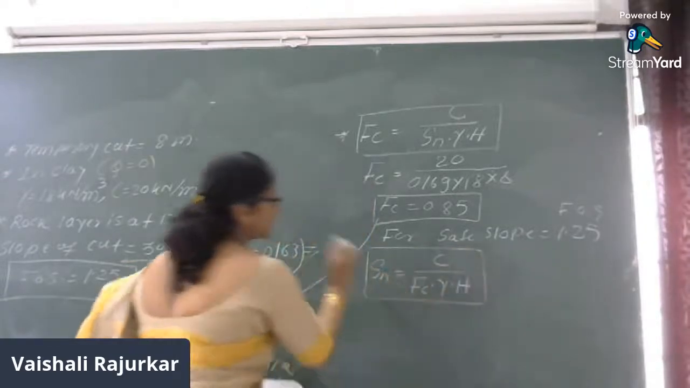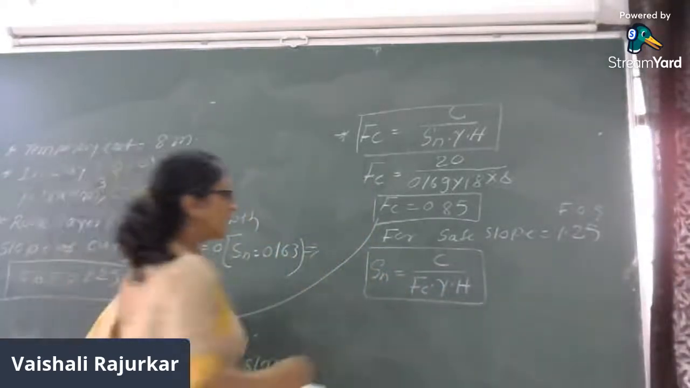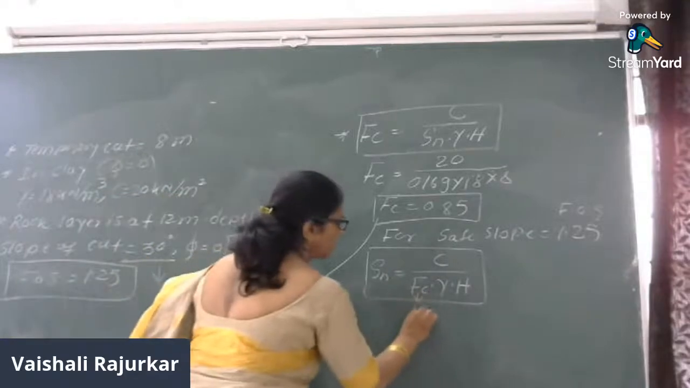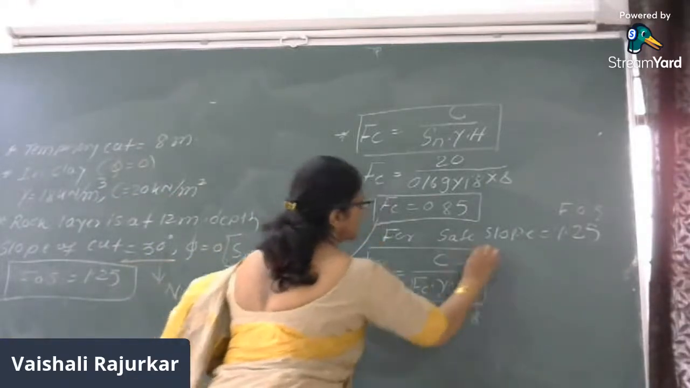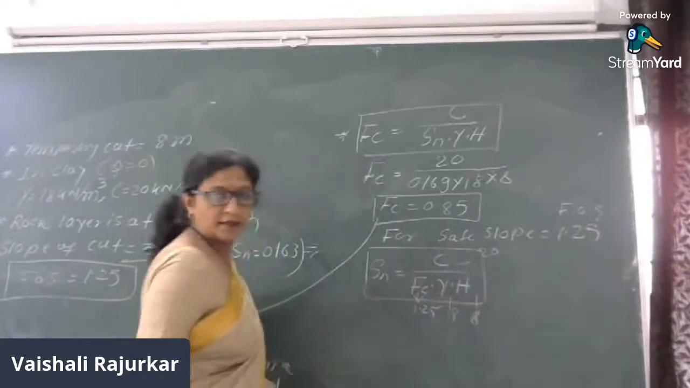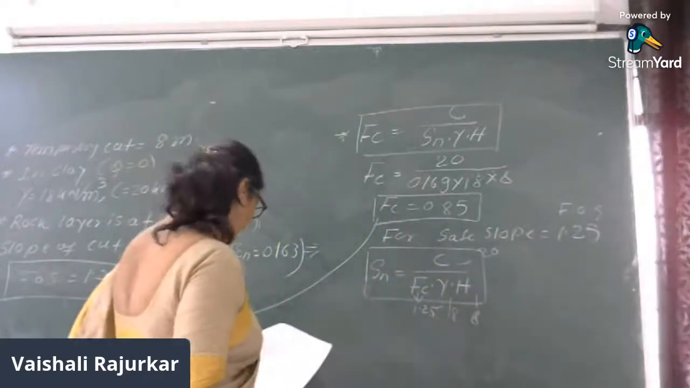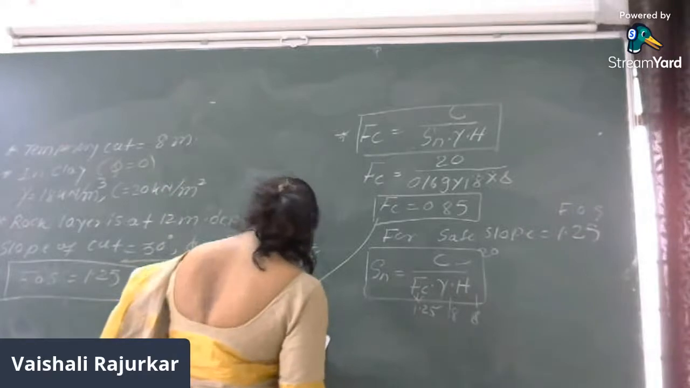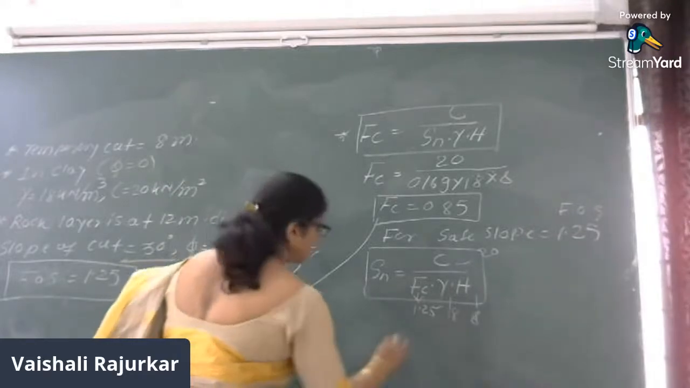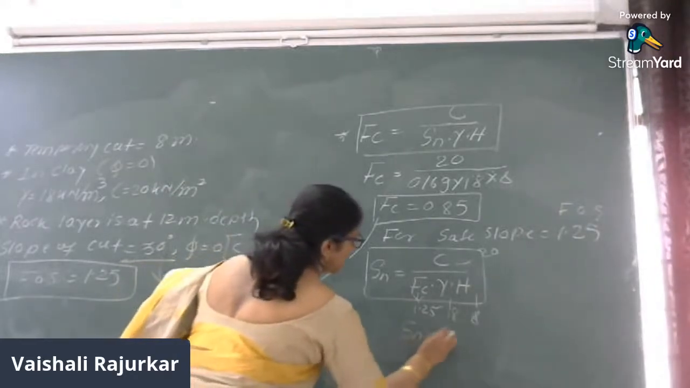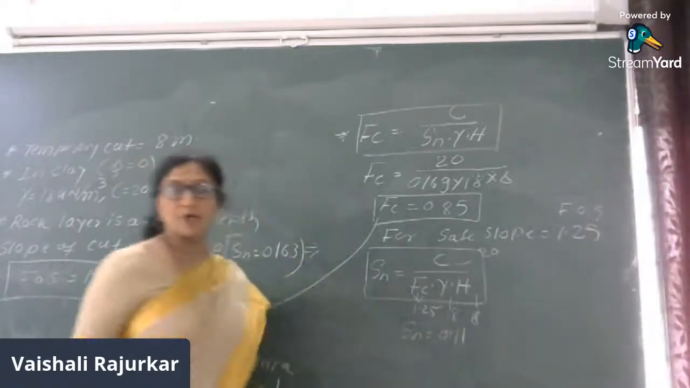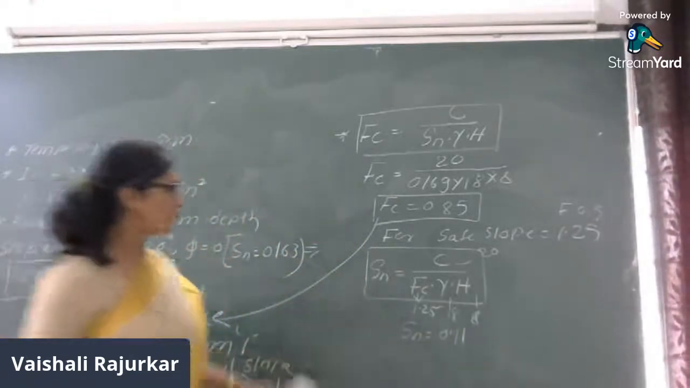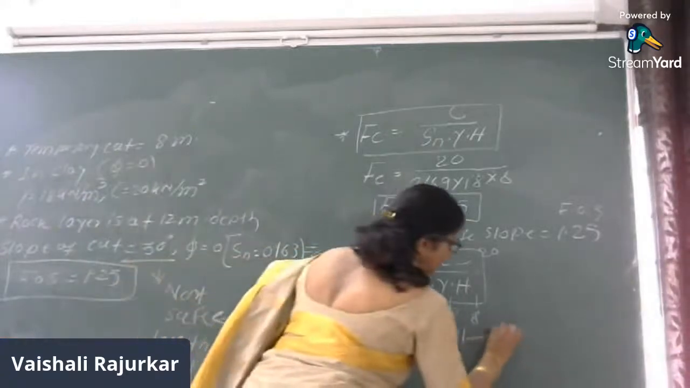So here we will make the back calculation. In this case, Fc is taken to be 1.25, gamma is 18 and H is 8. C is already given as 20. Here we find the value of Sn to be 0.1. So from this value of Sn, find the slope angle.